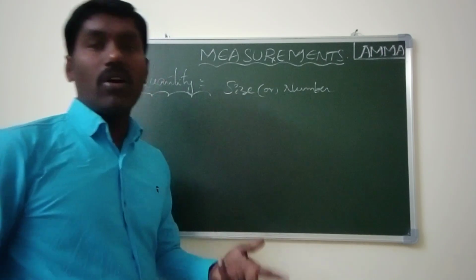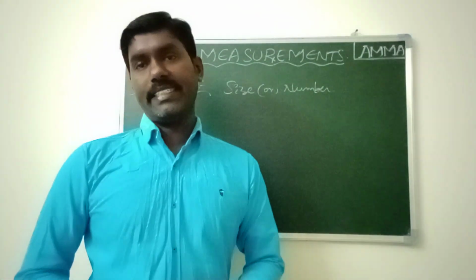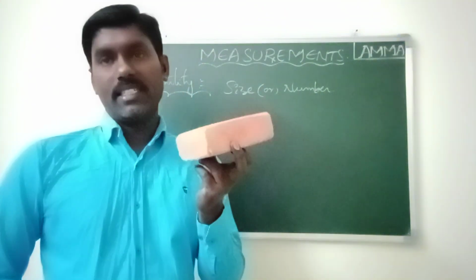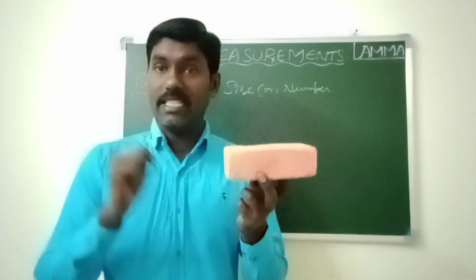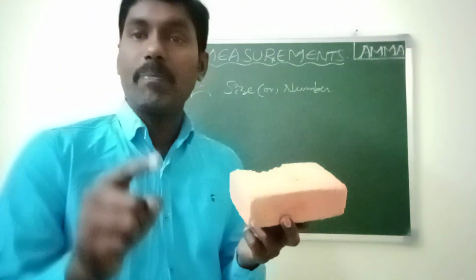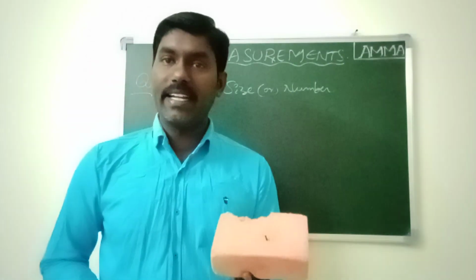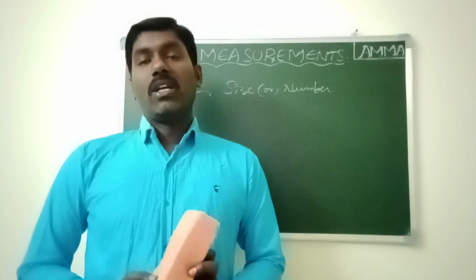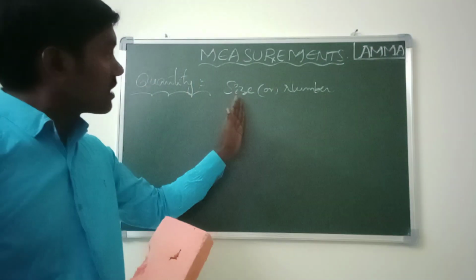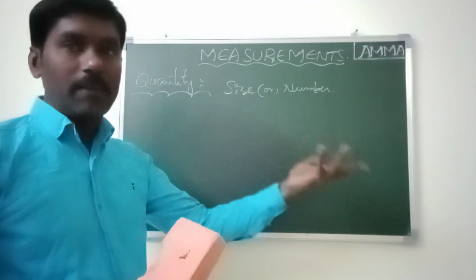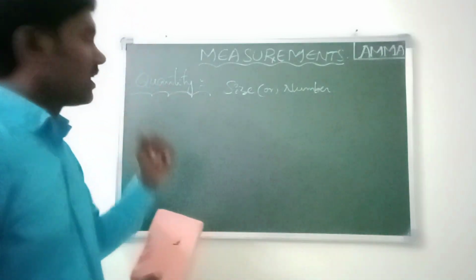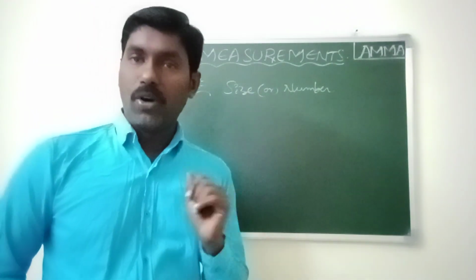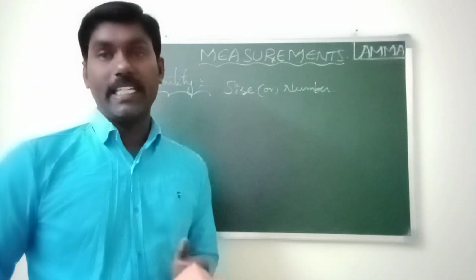Okay, now size or number is called quantity. Suppose something has some quantity. Whatever things we can perceive physically with our naked eye, all those things belong to quantities only. So when we discuss size or number, it means we can perceive that one. That's why we call it a quantity. Quantity means the number or size of a body.